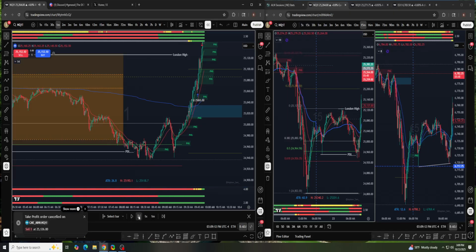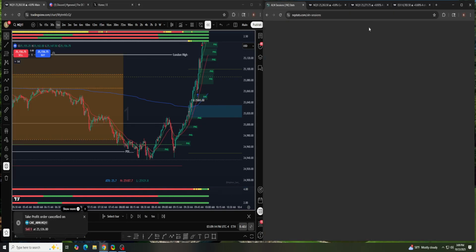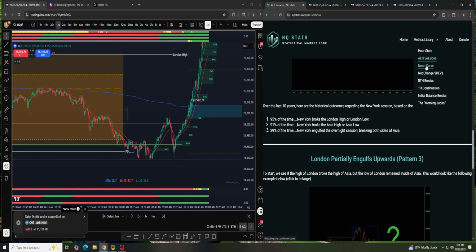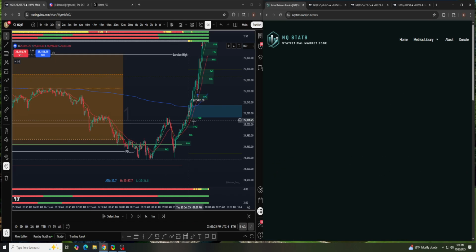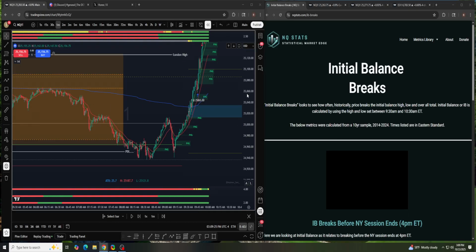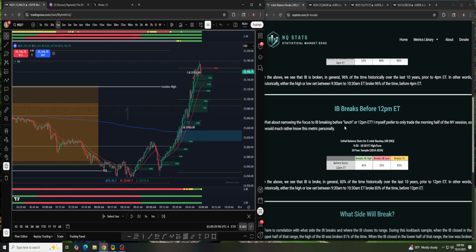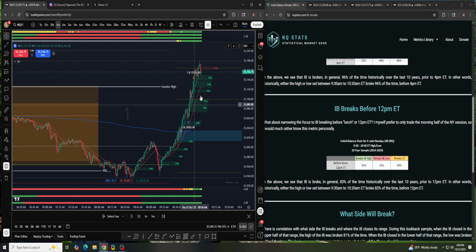And then I also like to use something called the NQ stats, at Probable Chris on Twitter. Initial balance break. So basically, it looks at the first hour of trade, so 9:30 to 10:30, and you can go on the website. Basically, if price is in the top 50% of the initial balance, that there's a high likelihood of a continuation. I like to pair it with the dots, just as a confluence.